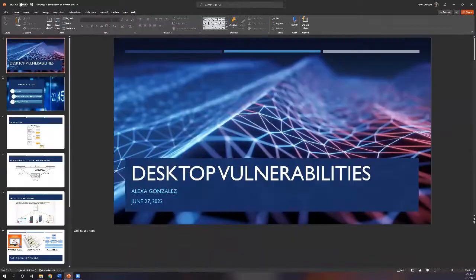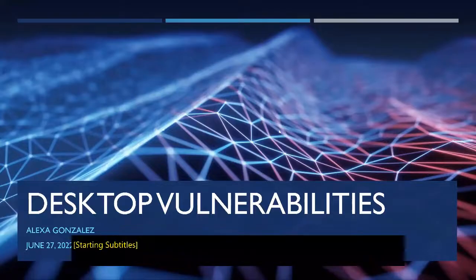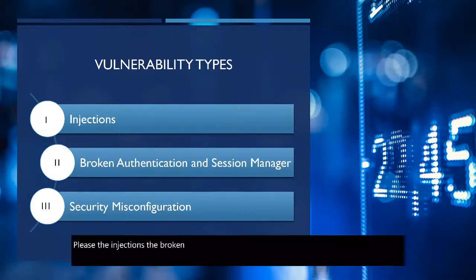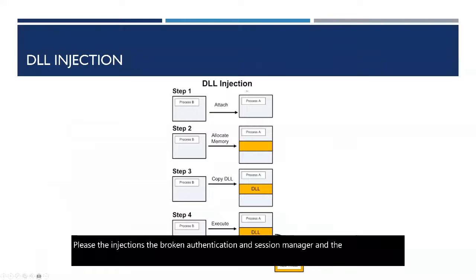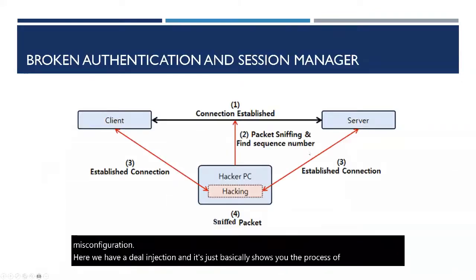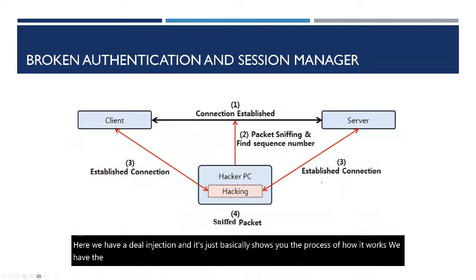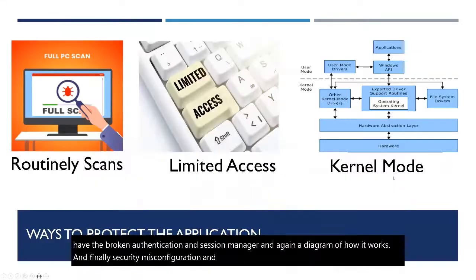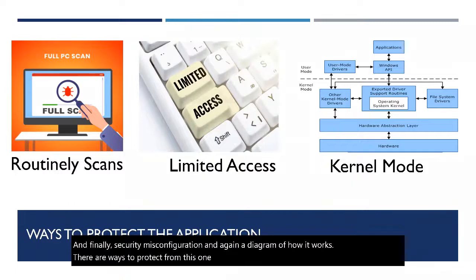The last topic that I did want to show was a PowerPoint that I created that has to do with the desktop vulnerabilities. And so basically there are 3 types of vulnerabilities: the injections, the broken authentication and session manager, and the security misconfiguration. Here we have a DLL injection, and it just basically shows you the process of how it works. We have the broken authentication and session manager, and again a diagram of how it works. And finally, security misconfiguration, and again a diagram of how it works.